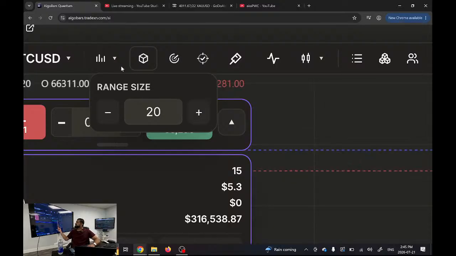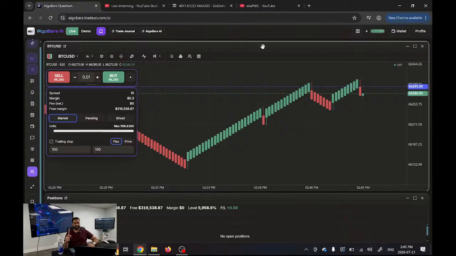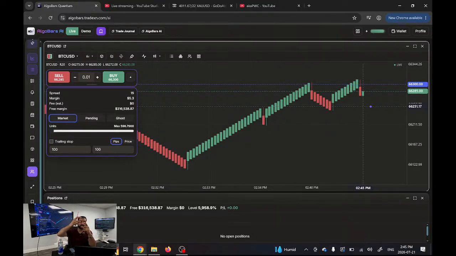And what that does is, the way the range bars work is, in order for each bar to be made, the market needs to move a certain amount. So if you make the range smaller, smaller moves will build the bars. So you'll see the market moving faster on the range bars because it just needs 10 points to move instead of 20 points, okay? So that's how we use the range bars.